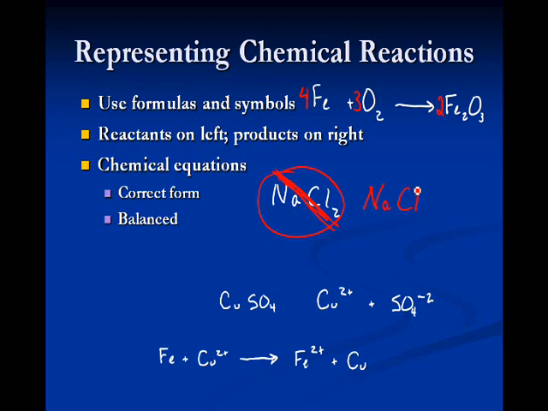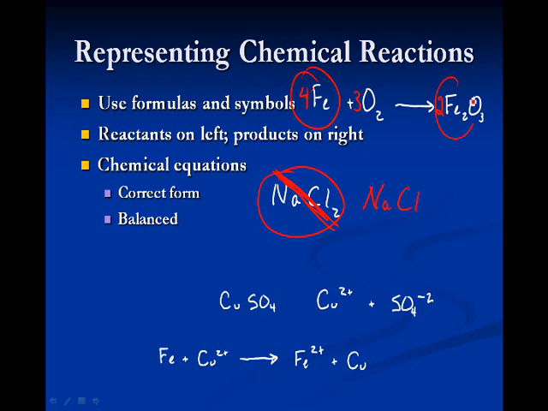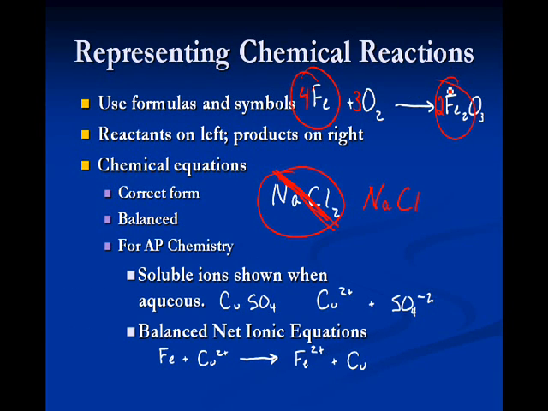It has to be written correctly. The equations have to be balanced for mass. That's when we count atoms. Like here we have 4 atoms of iron and 4 atoms of iron. But we also have to balance the equation electrically and make sure the electrical charge on the reactants and products are the same. Now for AP chemistry, we often deal with net ionic equations. In fact, you have to be able to write net ionic equations.